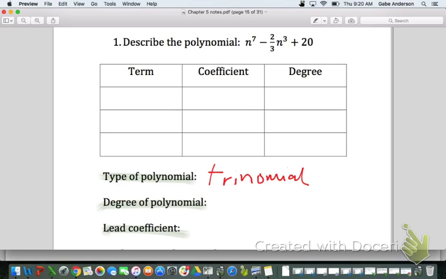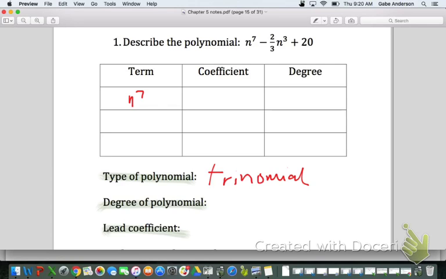Okay, so now that we know that it is a trinomial, let's go back up to the table. We know that there are 3 terms. Let's name the 3 terms. Emma, what do you think the first term is? N to the 7th power. Correct. N to the 7th power.